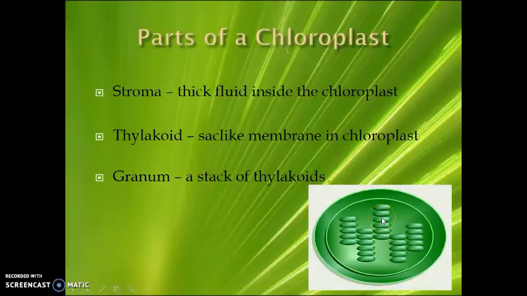Now, a chloroplast is one of those special membrane-bound organelles, those fancy organelles. And so they have 2 membranes, 2 layers. So they have an outer membrane and they have an inner membrane. Okay? So those are the 5 parts of a chloroplast that you need to know. Make sure you can label one of these.